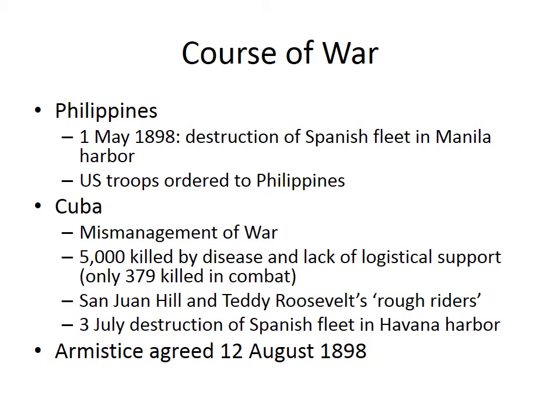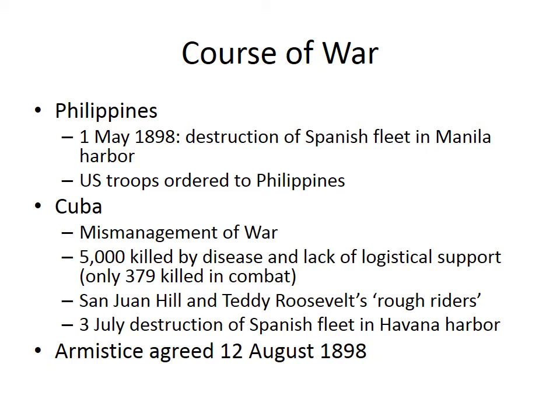This is when Theodore Roosevelt makes his famous storm up San Juan Hill, with the Rough Riders, and suppresses the last of the Spanish resistance. On 3 July, there will be the destruction of the Spanish fleet, and in August of 1898, things are all over. So Congress declares war in April of 1898, and by August of 1898, the war is over.